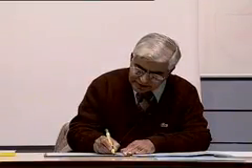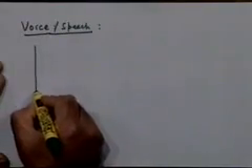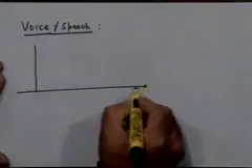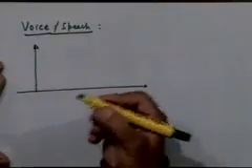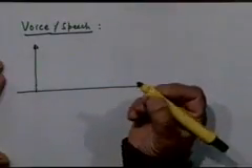So, as I said, spectral occupancy of a signal is one of the important attributes that we need to look at when we are talking about communication signals.